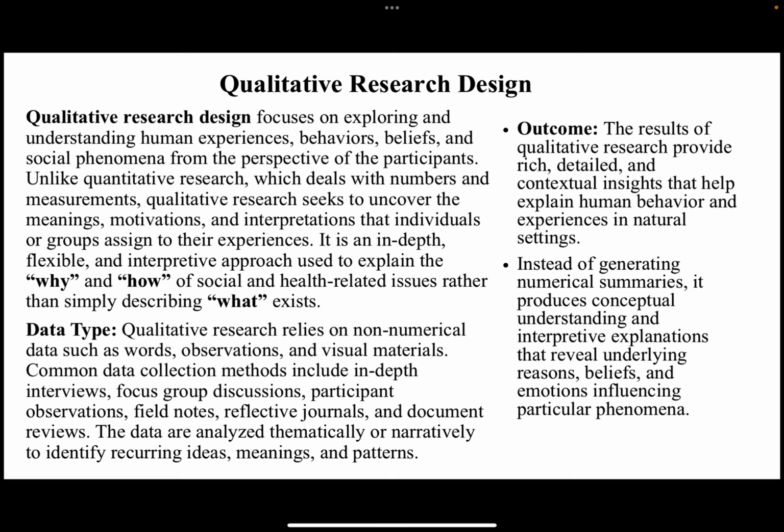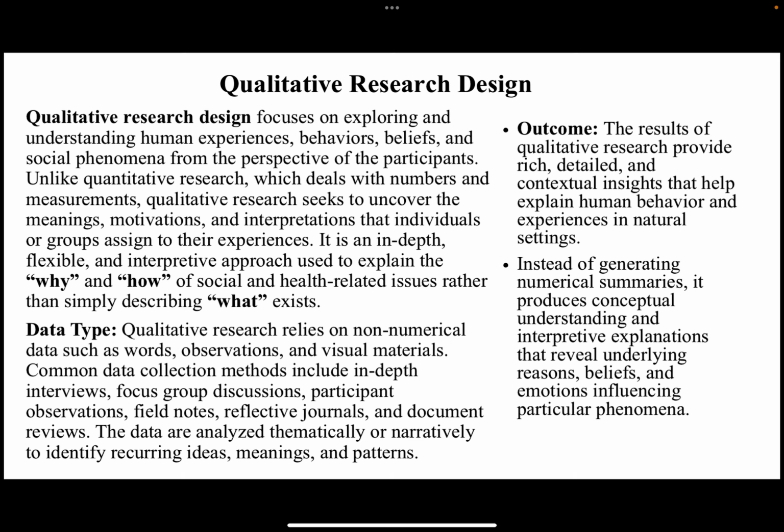Okay, context-specific descriptions. Qualitative design emphasizes depth, in-depth. Is that okay? Meaning quality, rich, in-depth. Good. That's why we are using the word qualitative: rich, in-depth, detailed conceptual insight. That helps you to explain human behavior.